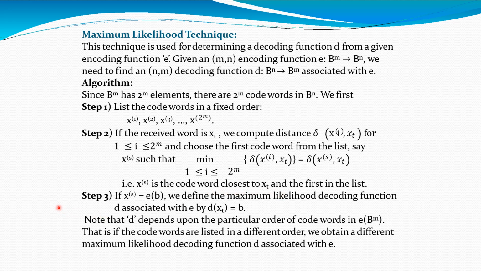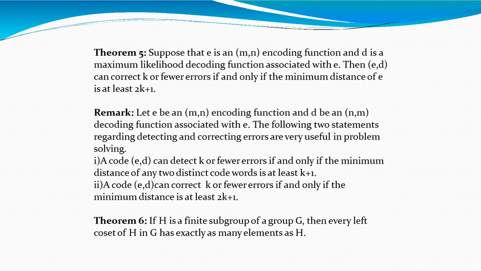Now step 3. If xs is equal to E of b, we define the maximum likelihood decoding function D associated with E by D of xt is equal to b. Note that D depends upon the particular order of code words in E of Bm. That is, if the code words are listed in a different order, we obtain a different maximum likelihood decoding function D associated with E.